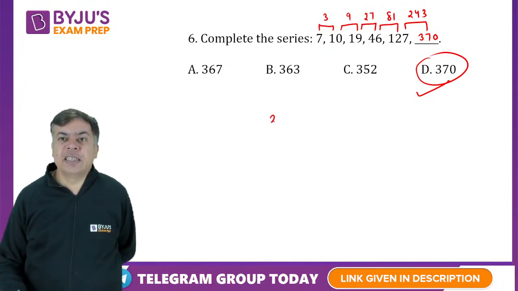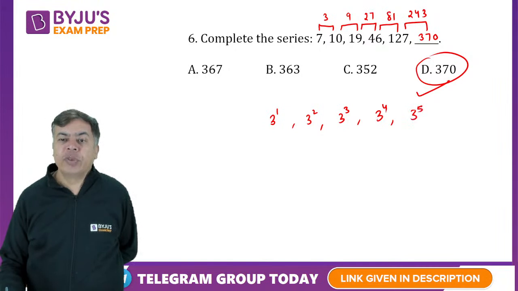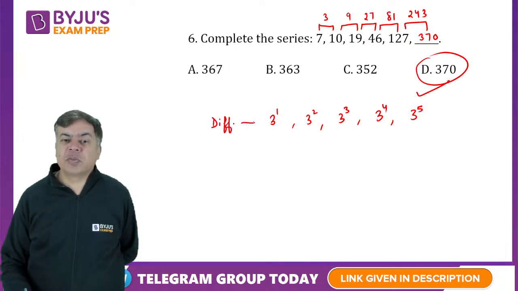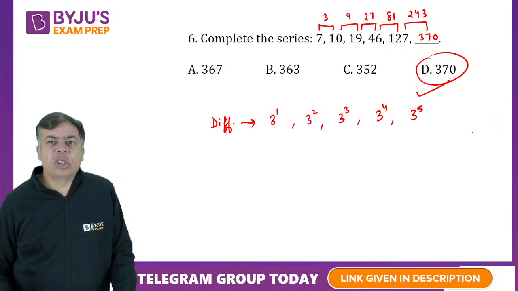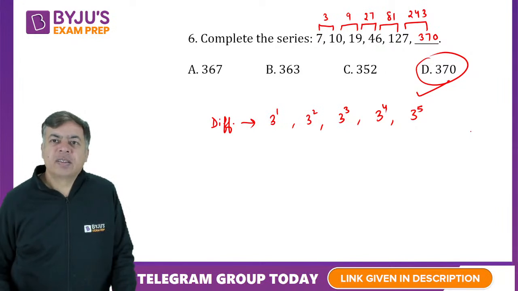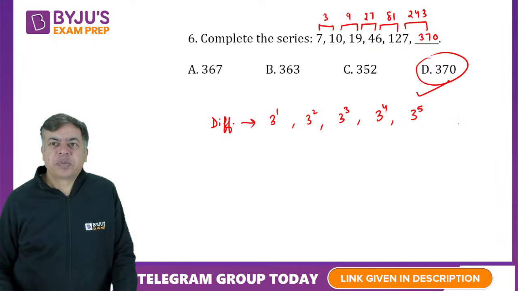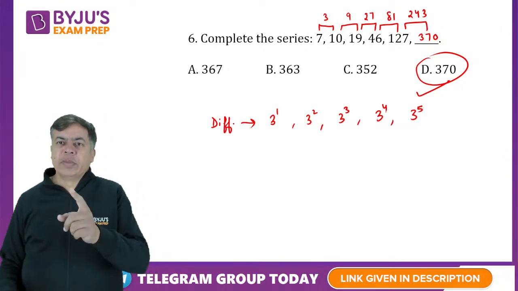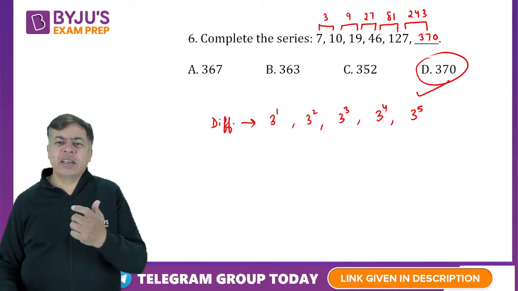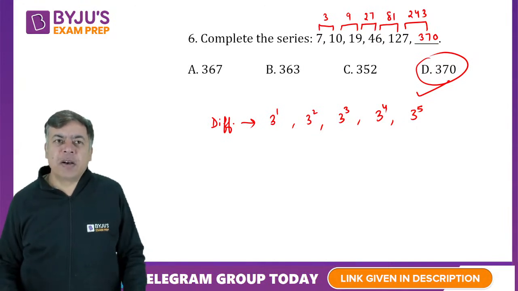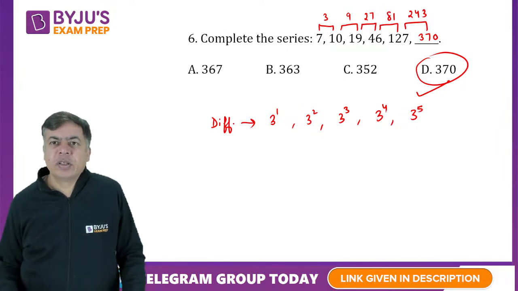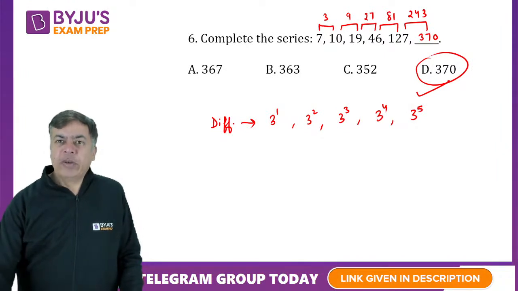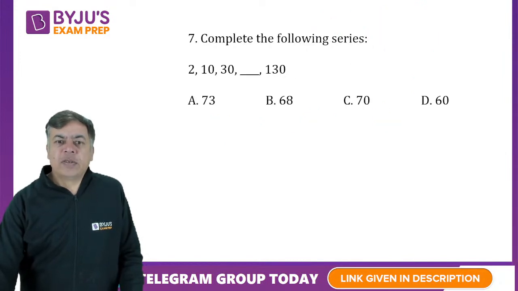The differences are 3 raised to power 1, 3 raised to power 2, 3 raised to power 3, 3 raised to power 4, 3 raised to power 5. These are the differences. So 370 should be the correct answer. I am saying a similar question we did yesterday also, but there the difference was, I think, powers of 5. This is also a similar question, now the difference is 3 raised to power. Okay, good. Let's move to the next one.